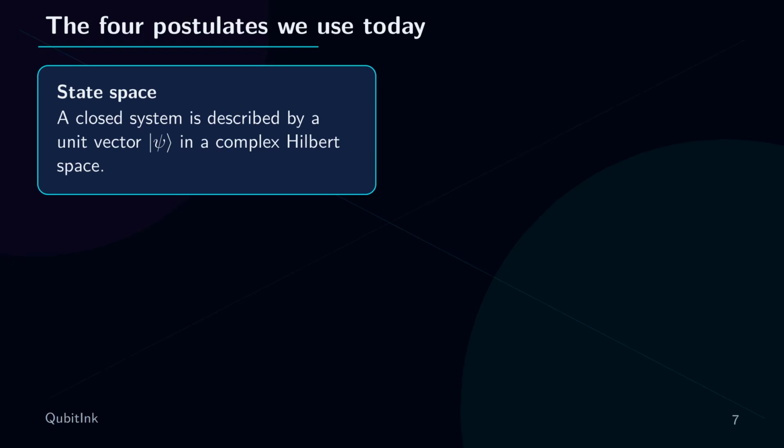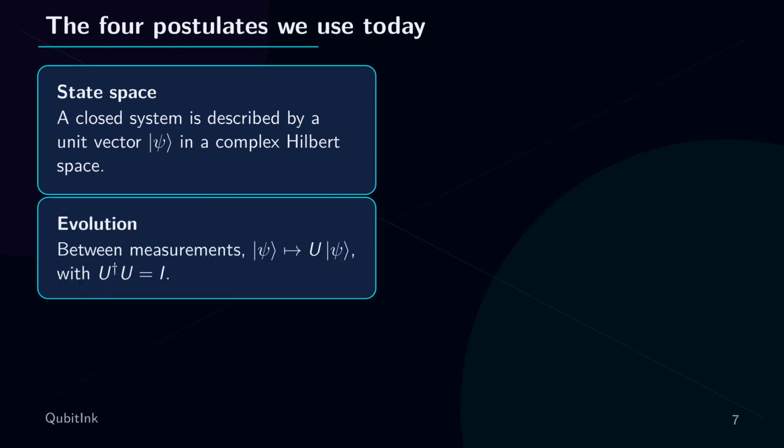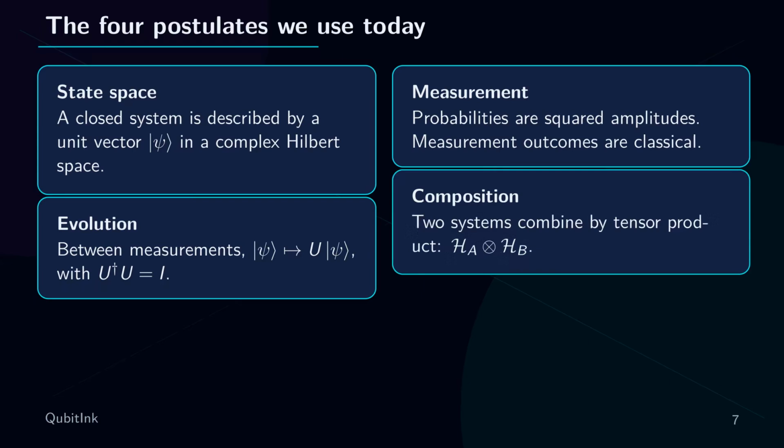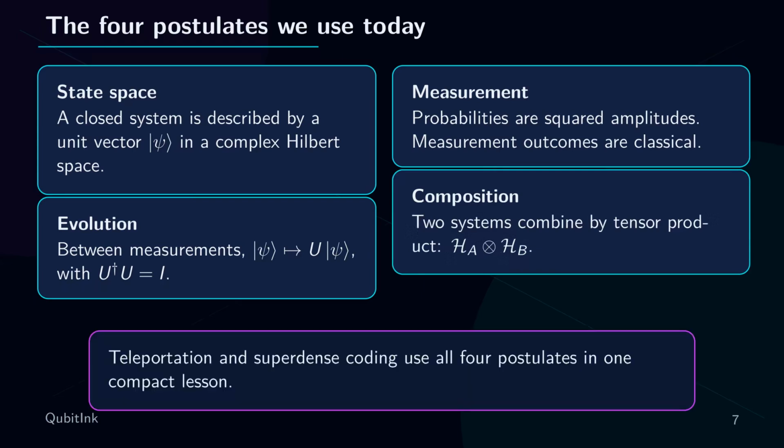Today we use 4 basic postulates. First, the state of a closed system is a unit vector in a complex Hilbert space. Second, between measurements, the state evolves by a unitary operator. Third, measurement produces classical outcomes with probabilities given by squared amplitudes. Fourth, composite systems are built using tensor products. Teleportation and superdense coding are beautiful because they use all 4 ideas in a compact form. They are not separate tricks. They are clean consequences of the quantum framework.